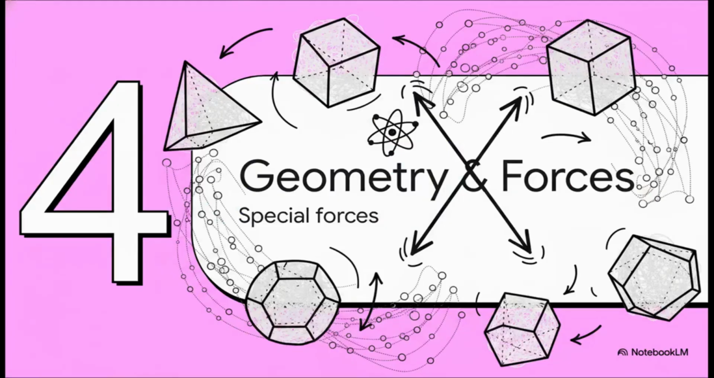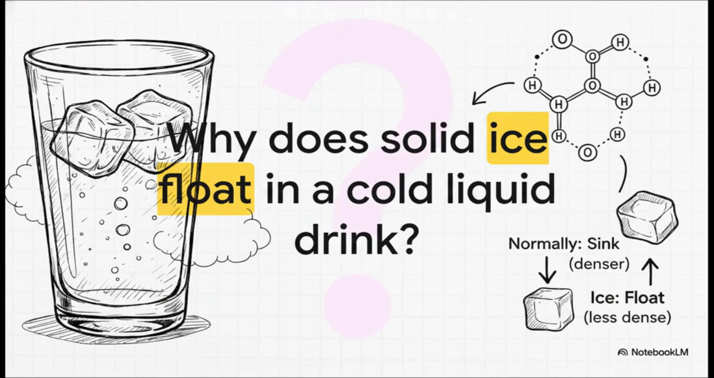Okay, Section 4, geometry and special forces. Beyond the basic connections, we really need to understand the complex shapes that dictate how materials behave. Let me pose a practical question. Why does solid ice float in a cold liquid drink? Have you ever thought about that? Normally, when substances freeze and turn solid, they get denser and they sink in their own liquid form. So what invisible force is keeping your ice cubes miraculously afloat?